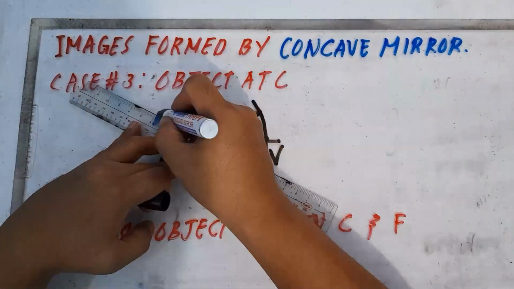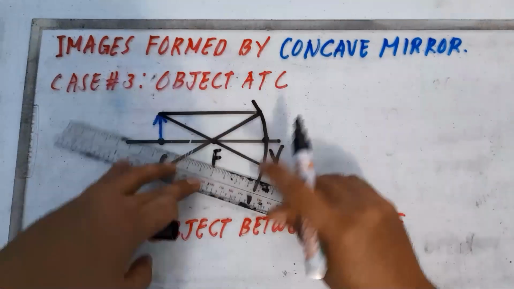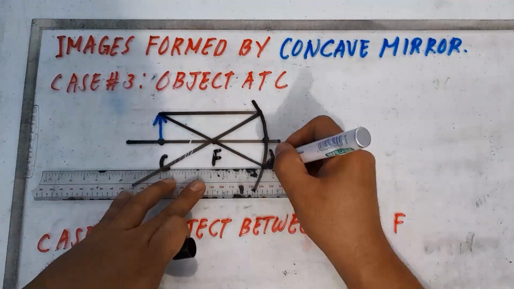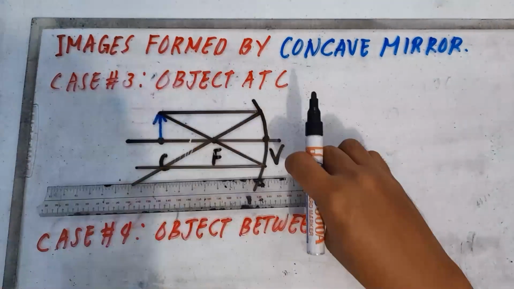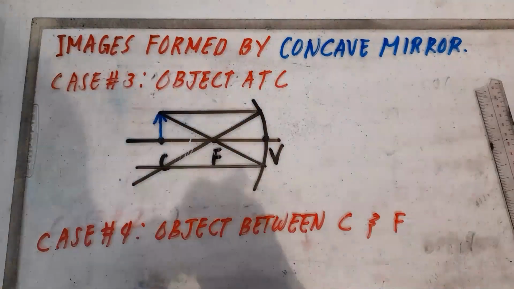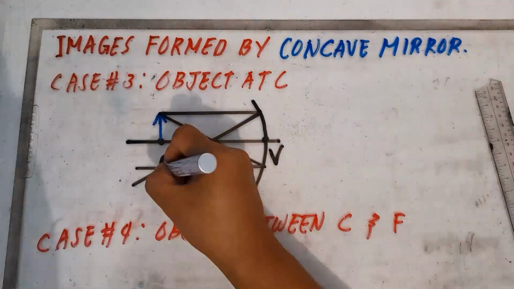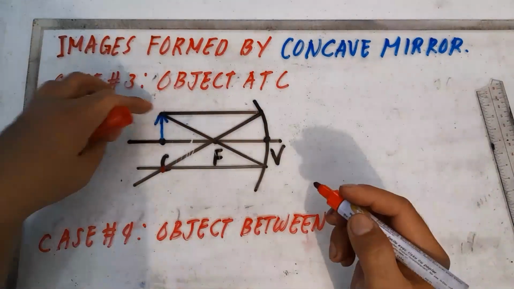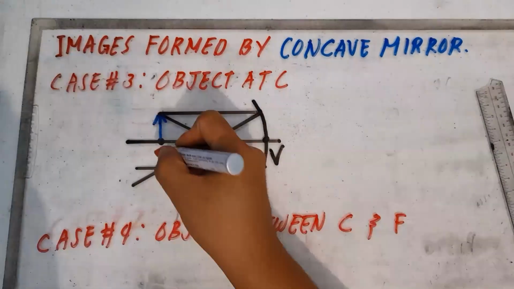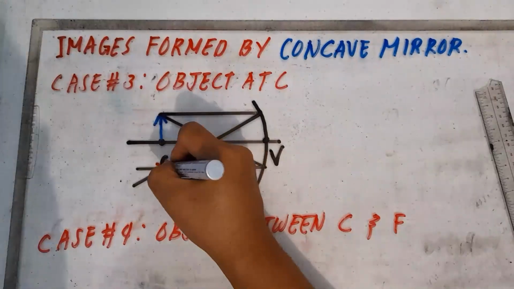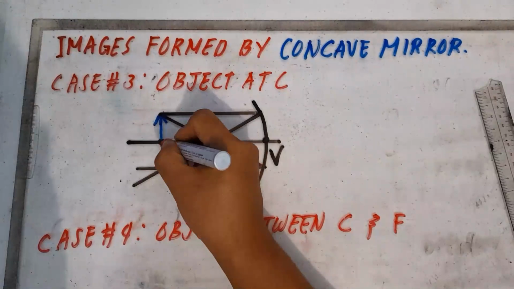Okay, a ray passing through the focus and reflected parallel to the principal axis. As you can see, the light rays intersect at this point. So therefore, this is our image. The tip of the object is the intersection of light rays. Therefore, the tip of the image here is also the intersection. So this is the arrowhead of our image, and this is the body.